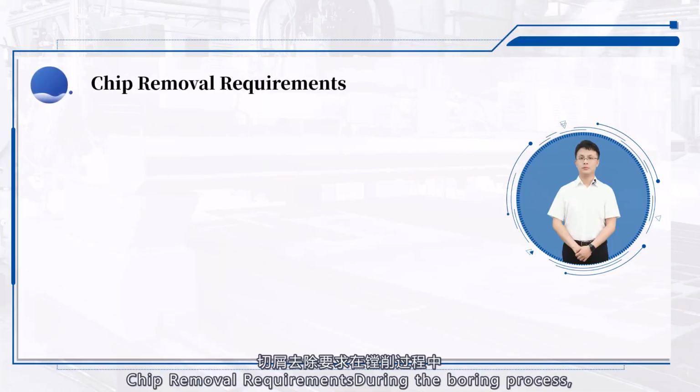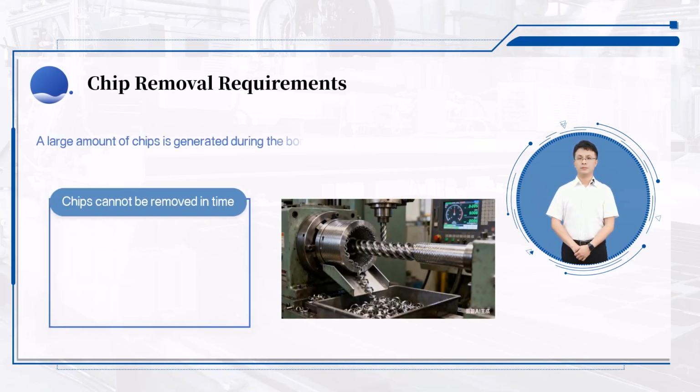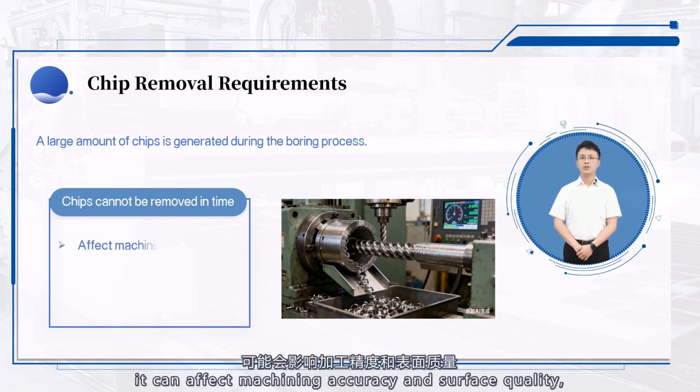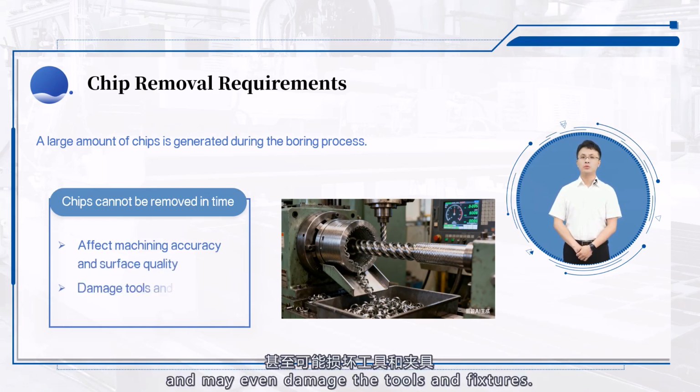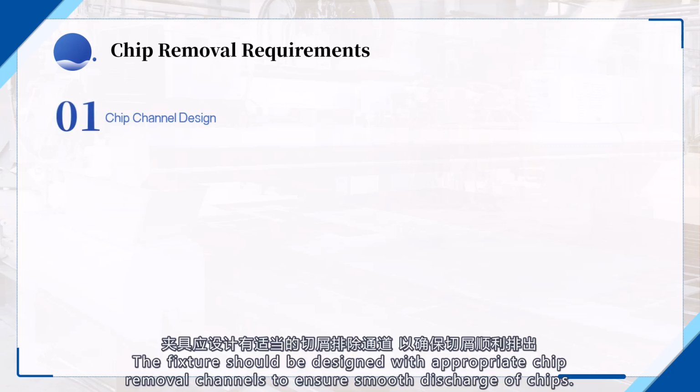millimeters. Chip removal requirements. During the boring process, a large amount of chips is generated. If the chips are not removed in a timely manner, it can affect machining accuracy and surface quality, and may even damage the tools and fixtures. Design of chip removal channels. The fixture should be designed with appropriate chip removal channels to ensure smooth discharge of chips.